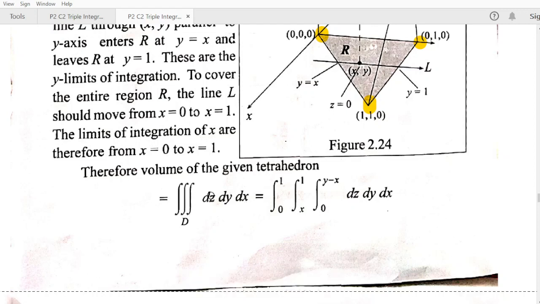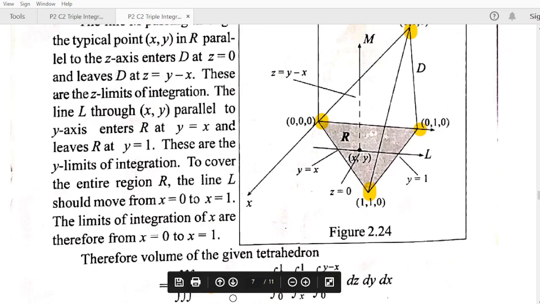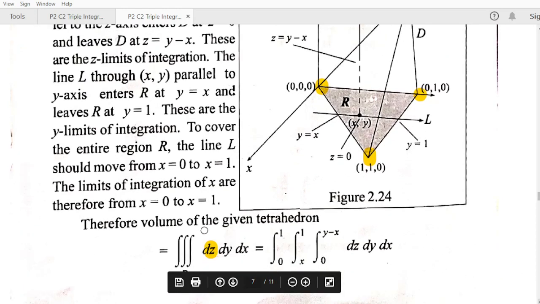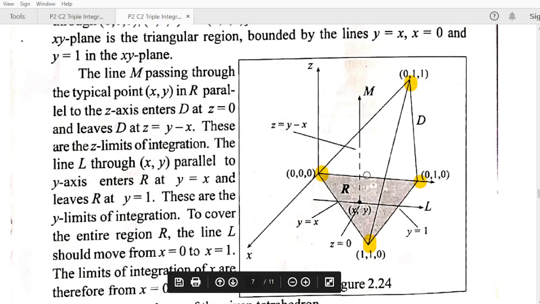So first you have to find the limit of z, then you will be finding the limit of y and then we'll be finding the limit of x. So we have a procedure. First we have to find the limit of the variable z. So to find the limit of the variable z means we will be considering a line passing through this region parallel to z. So this is our line M passing through our region parallel to z. Now observing this line M, we will be getting the limits of z.